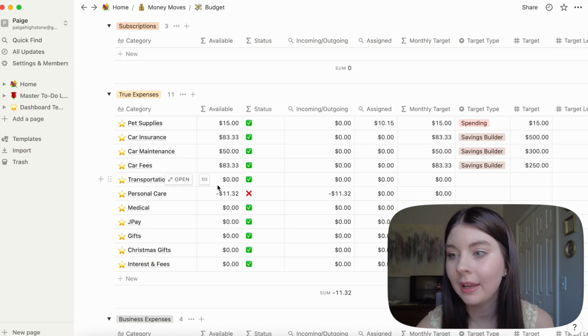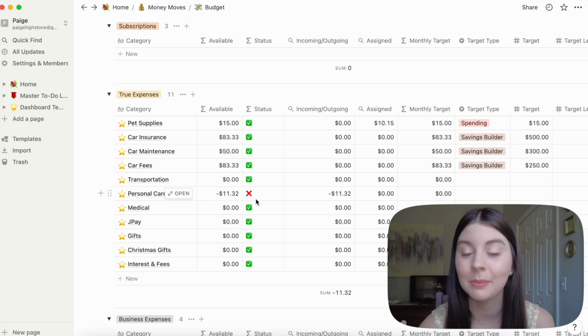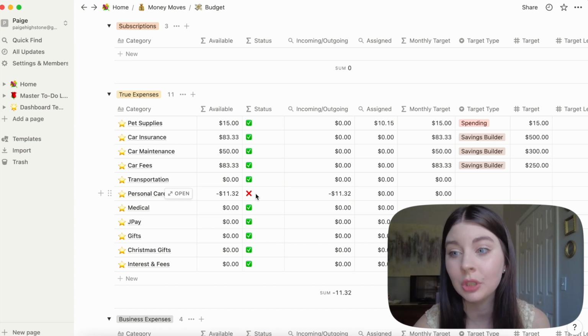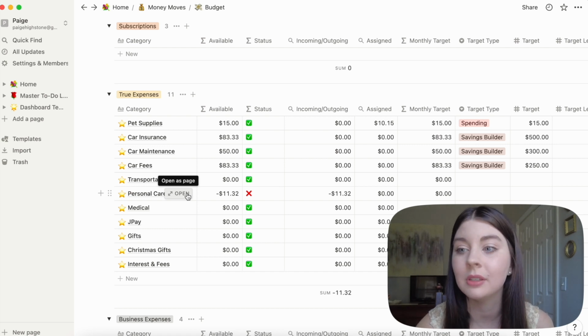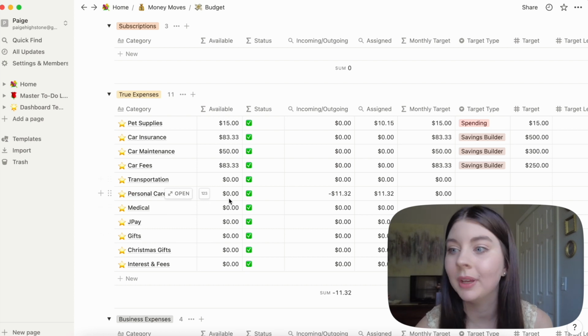Personal care, I spent $11.32 already on personal care, and I need to fund that. So that's why we have the status of an X. It basically means you spent more than you had budgeted. And that's mainly because I don't actually budget any money for personal care each month, because I usually coupon all of my personal care items, but I actually bought hair dye to dye my hair, which is why I spent when I usually don't spend in this category. So I'm going to fund this to basically cover the expenses for dyeing my hair. So now that one is funded for the month, and we have available $0 because I basically was back funding the amount I already spent.